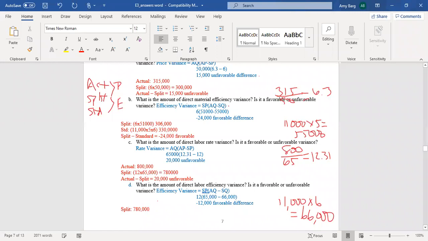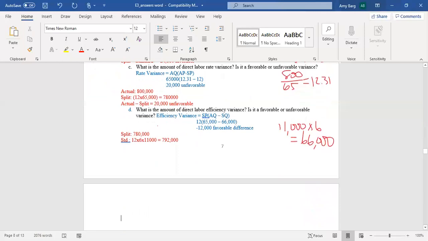780,000. And the standard cost is going to be 12 times 6 times the 11,000 units. So that is going to be 792,000. So if we do, keep it all on one page. If we do the split minus the standard, we're going to get a negative 12,000, which is still favorable.